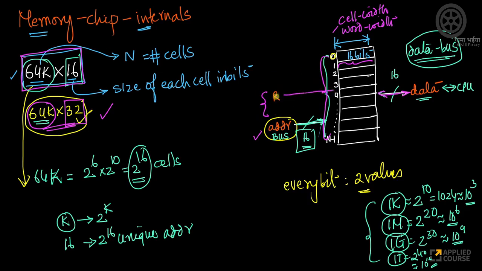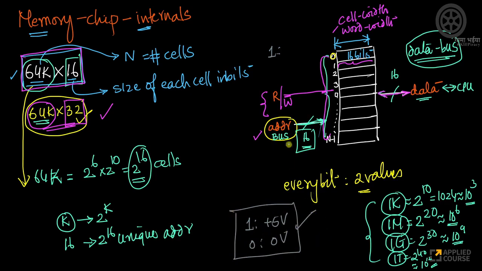This is often written as read by write bar. So if you're sending 1 through this, what is 1 in digital logic circuits? 1 basically means plus 5 volts, and 0 basically means 0 volts. This is something that you may have learned in your digital logic circuits. If you're sending 5 volts through this, that means it's now in the read position. So 1 basically means read, and 0 basically means write.